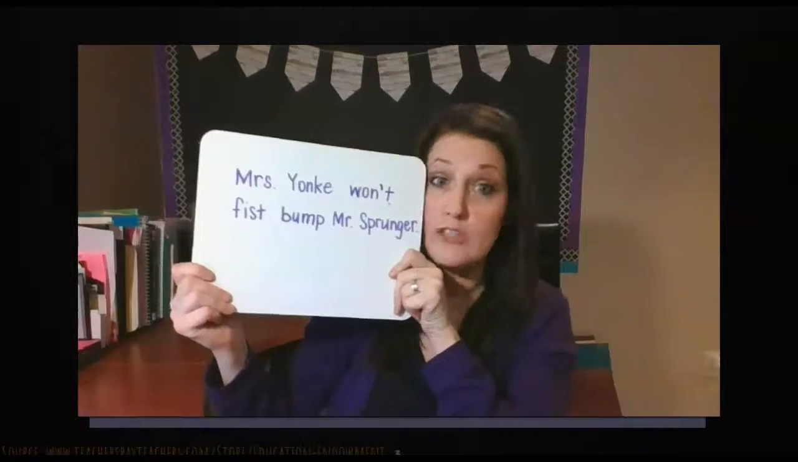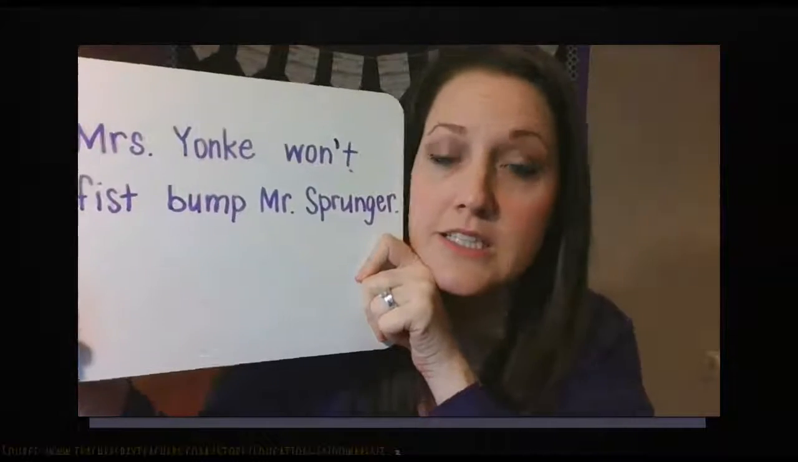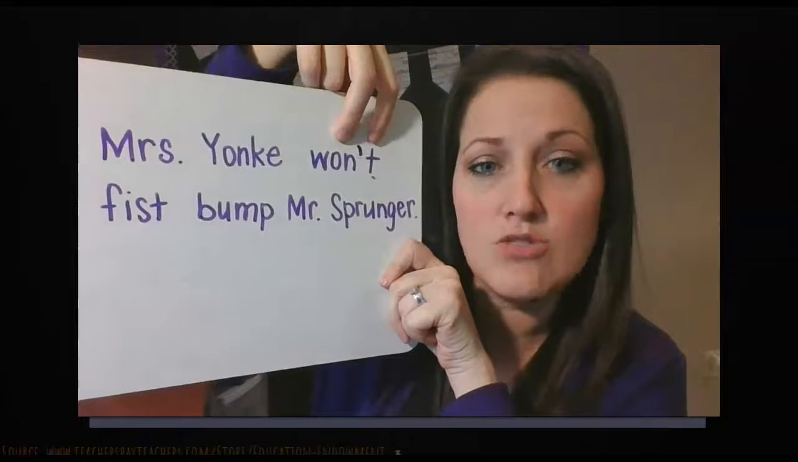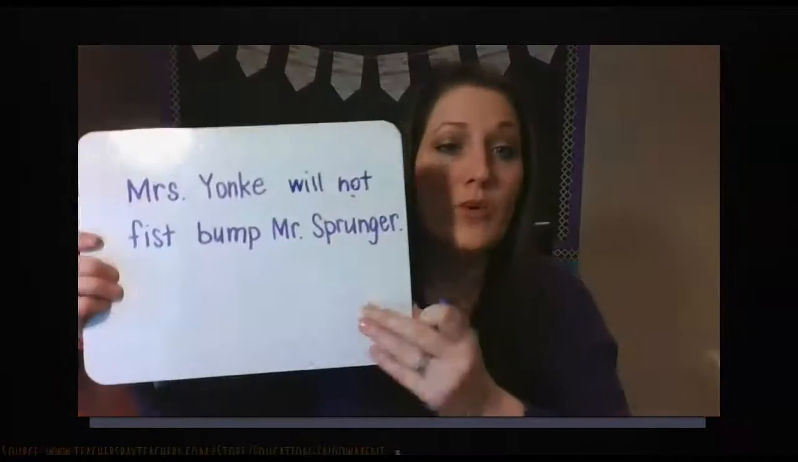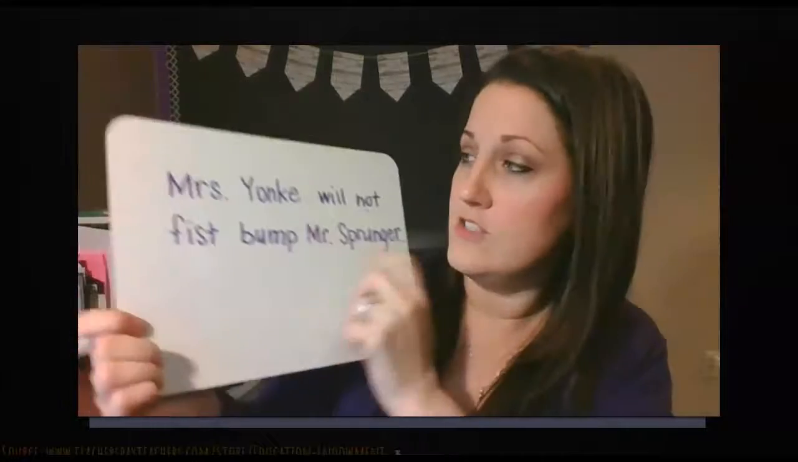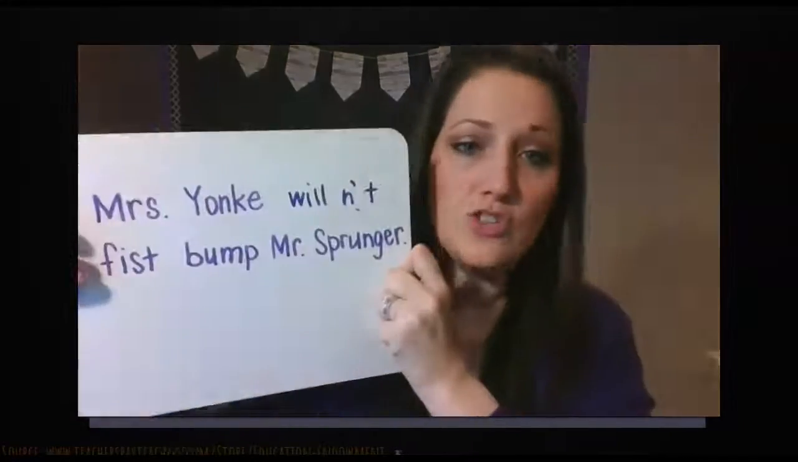So if we look back at my example of Mrs. Yankee won't fist bump Mr. Sprunger, the sentence just makes me happy because I'm evil. So won't is two words put together with some letters taken out. Mrs. Yankee will not fist bump Mr. Sprunger. So if I change it to say will not, because those are the words that won't replaced, will not. So what I do when I make it a contraction, and this was kind of a bad example because this one is actually spelled a little different, is that you take out a letter, so I'm getting rid of the O, and you put the apostrophe in there.